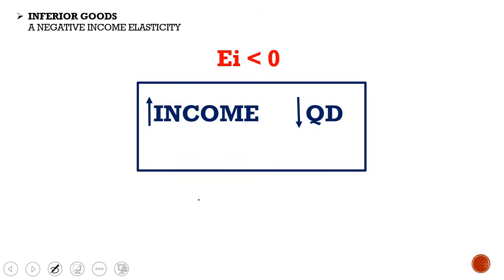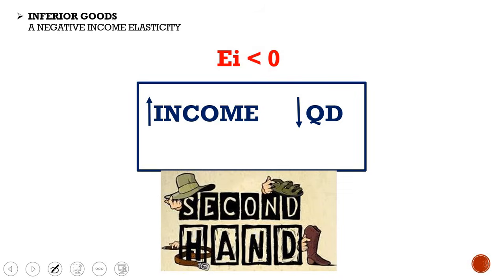Then you have inferior goods. This is a negative income elasticity, so E of I is less than 0. If income increases, quantity demanded decreases. These are things like second-hand goods or cheaper quality goods. If people can afford to purchase a better quality good, they will purchase that, so the quantity demanded for these goods will decrease. The one I didn't do was a luxury good, and this is when your income elasticity is greater than 1. Then it's a luxury good.